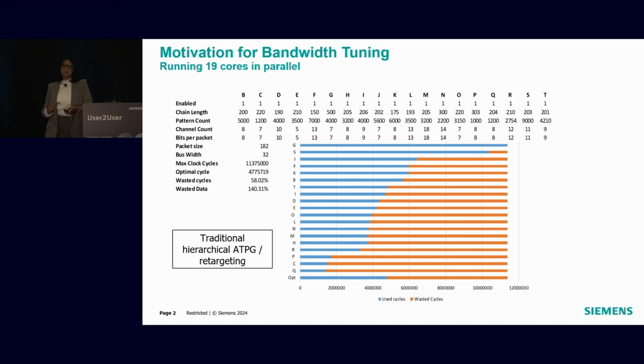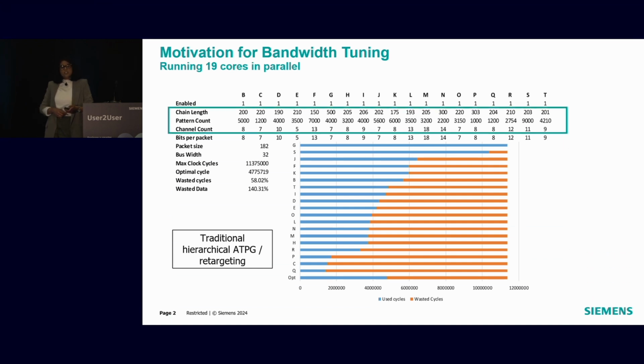Let's spend some time on this slide to understand the limitations that traditional hierarchical test poses, given this kind of configuration, when we are trying to retarget these 19 cores in a group for test. Out of this bunch of numbers, I would like you to focus on the chain length, pattern count, and channel count. The simplest definition of test time is that you multiply your chain length with your pattern count, and that gives you the test time for a given core.